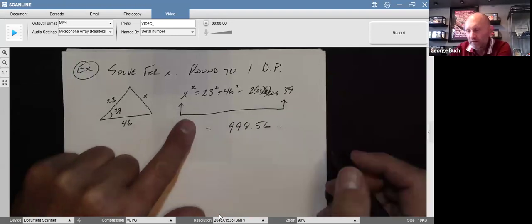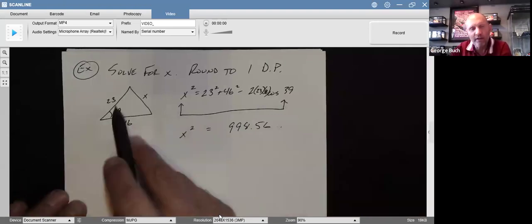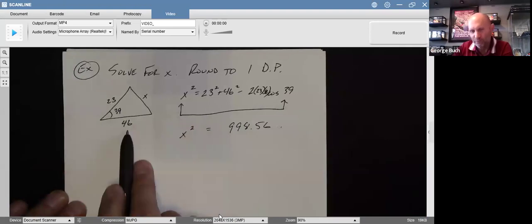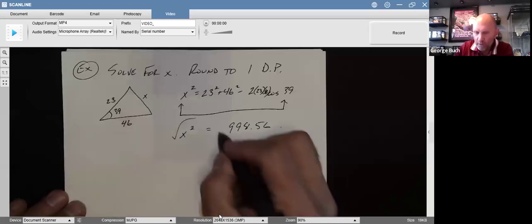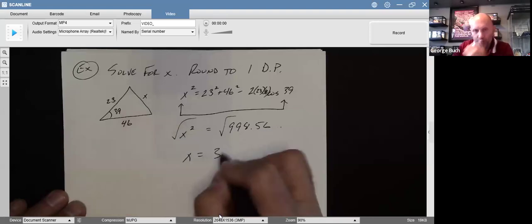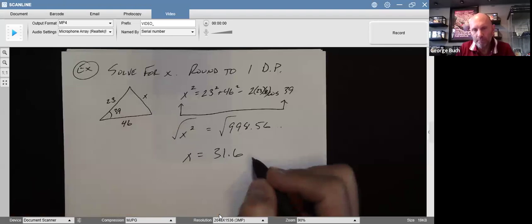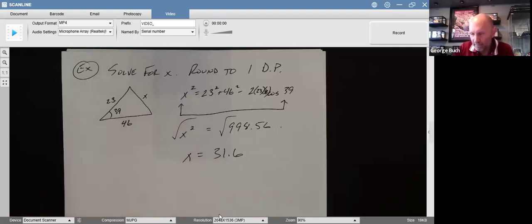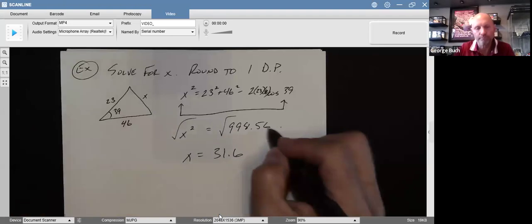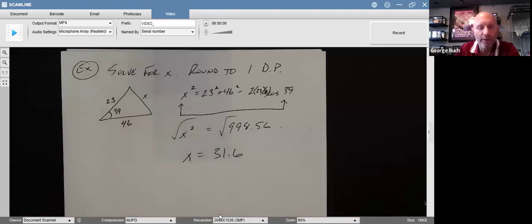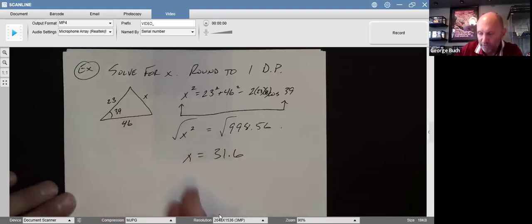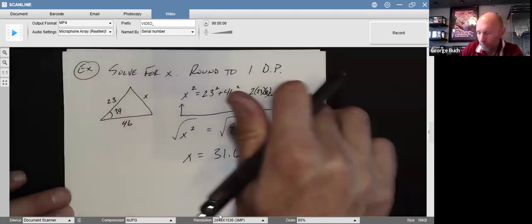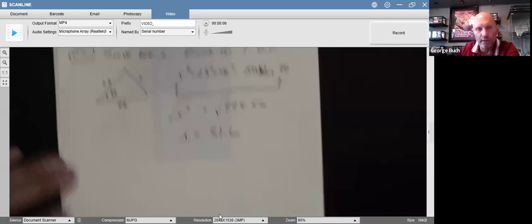Well, does that even make sense? This side is 23. This side is 46. It's not possible for this side to be almost the length of 1,000, right? So be careful. This is not your final answer. You still need to take the square root, which means that x is 31.6 when you round it. This is like 998.5 something, whatever. So that's how you do your law of cosines. Again, kind of a simplistic example, but the key is how do you set it up? And then from there, it's some calculator work, and be careful to take the square root at the end.